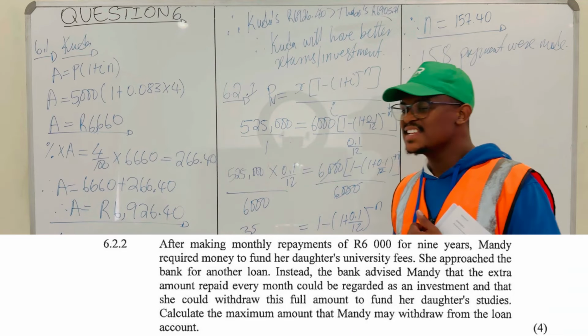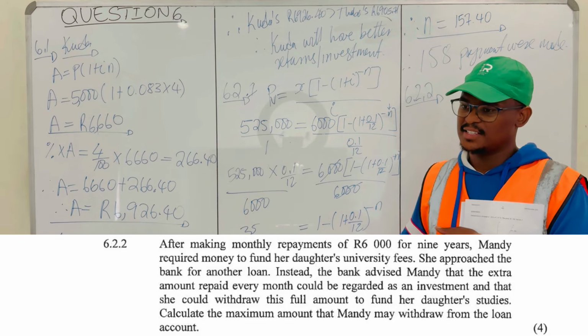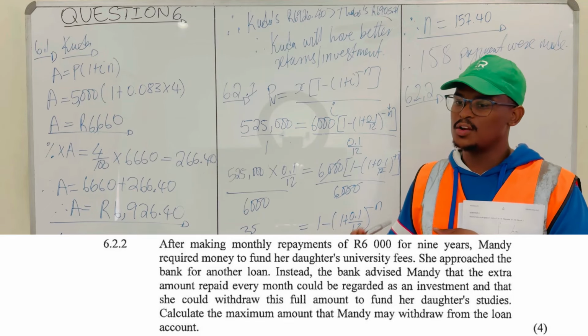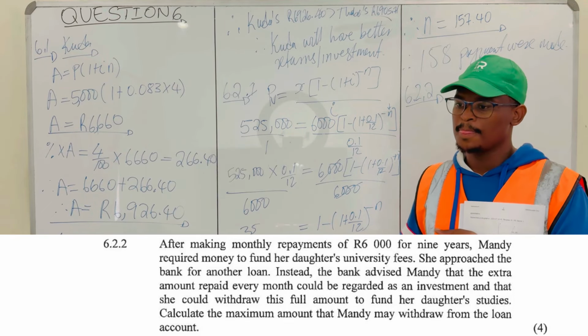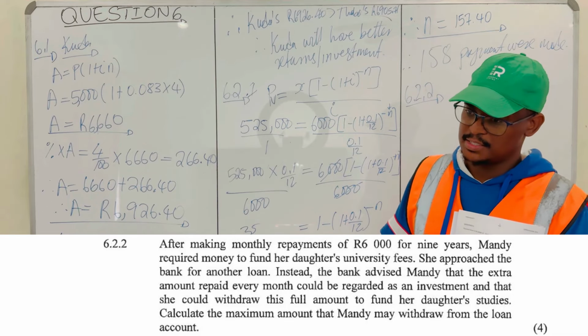They are saying that this lady, after paying for 9 years, went to the bank and applied for a loan. This loan was for funding her daughter's university fees, right?